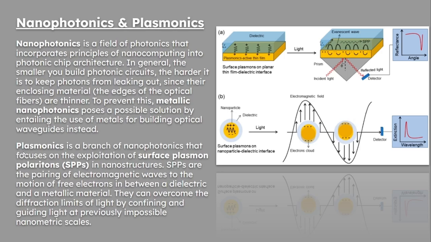Plasmonics is a branch of nanophotonics that focuses on the exploitation of surface plasmon polaritons, SPPs, in nanostructures. SPPs are the coupling of electromagnetic waves to the motion of free electrons in between a dielectric and a metallic material. They can overcome the diffraction limits of light by confining and guiding light at previously impossible nanometric scales. You can see an illustration of the SPPs over here and how they work in regards to electromagnetics.